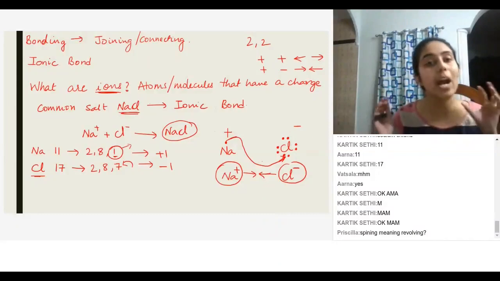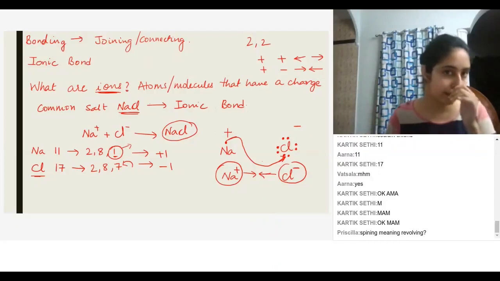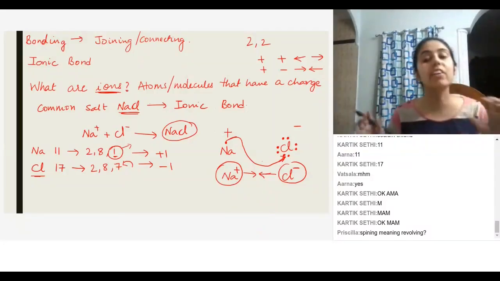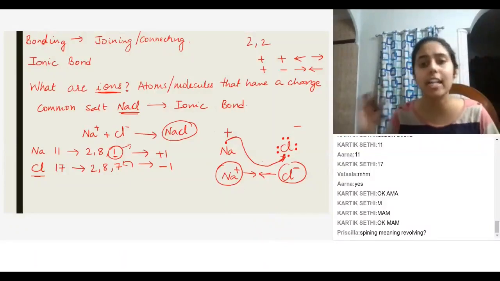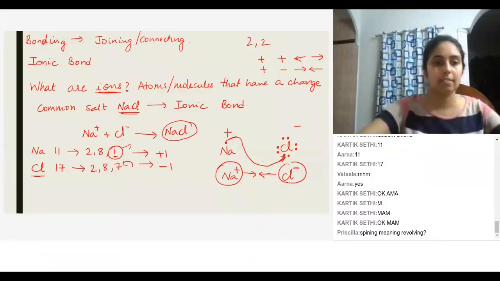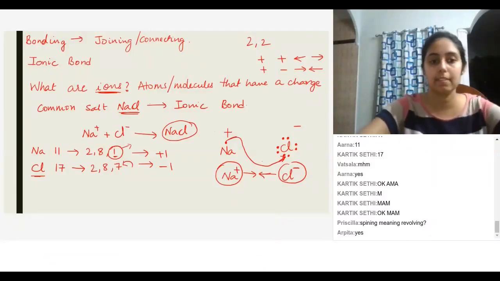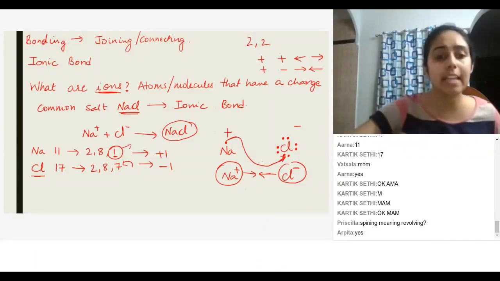Always, whenever you have an ionic bond forming, the ionic bond will always form between a positive charge and a negative charge all the time. Ma'am, is it only in the case of NaCl or any compound? Any compound. So I'm going to give you some more examples so you understand.